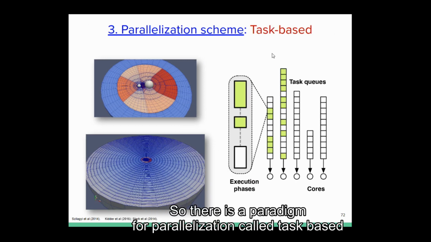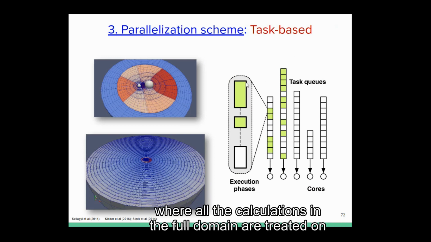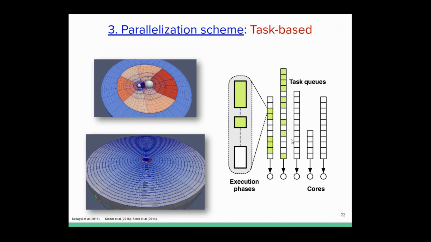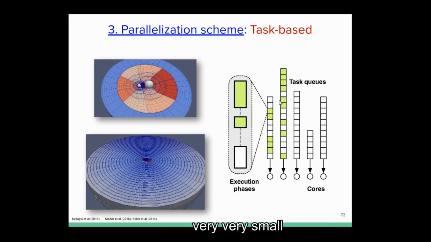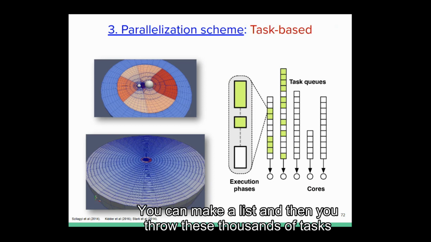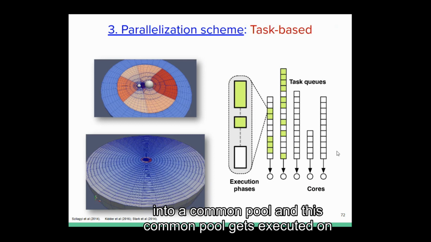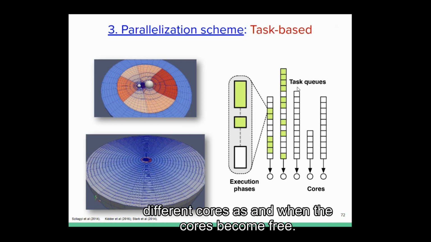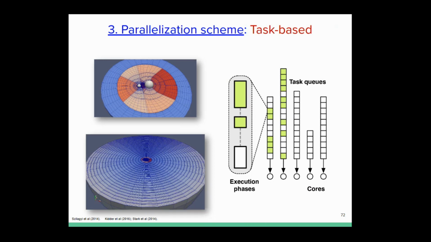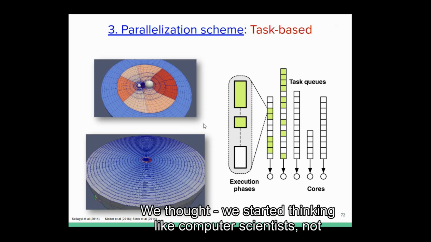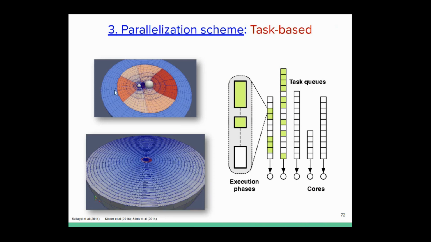So there is a paradigm for parallelization called task-based, where all the calculations in the full domain are treated on an equal footing. Each atomic calculation is called a task. And these can be very, very small calculations. A Kreiss-Oliger term, for example, you can make a task. And then you throw these thousands of tasks into a common pool. And this common pool gets executed on different cores as and when the cores become free. So pretty much there is no wait time at all. We started thinking like computer scientists, not like physicists. We don't need to divide the problem spatially, that's the way we were seeing the system.